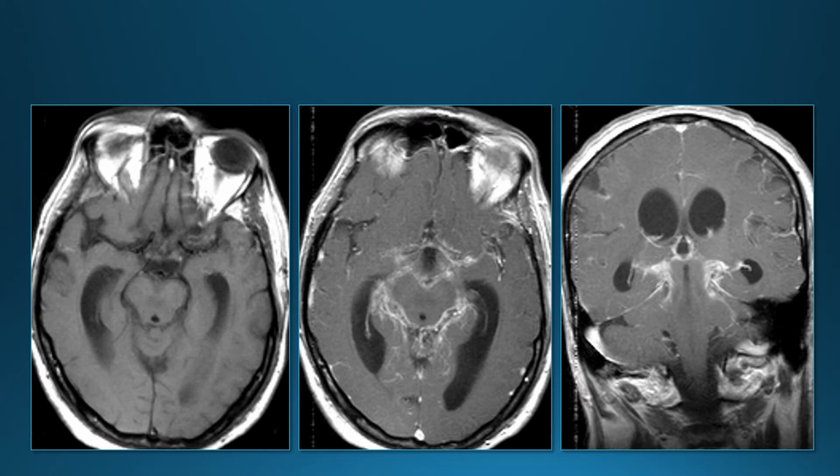This is another patient, extensive leptomeningeal enhancement along the basal cisterns. Again, the patient has hydrocephalus. This patient does not have sarcoid, however. This patient has tuberculous meningitis, so they can look quite similar.